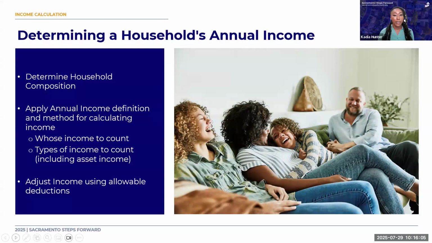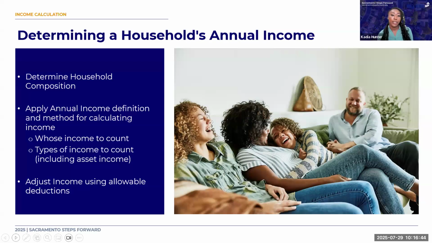So we're going to dive into the basics of income calculation. This is the foundation for determining eligibility and rent in housing programs. So first we'll need to figure out household composition, who's actually living there and counts towards the family unit. Then we would apply the annual income definition, deciding whose income to include, what types like wages or asset income, and how to calculate it all. Finally, we adjust that income by subtracting allowable deductions to get to the adjusted income figure.